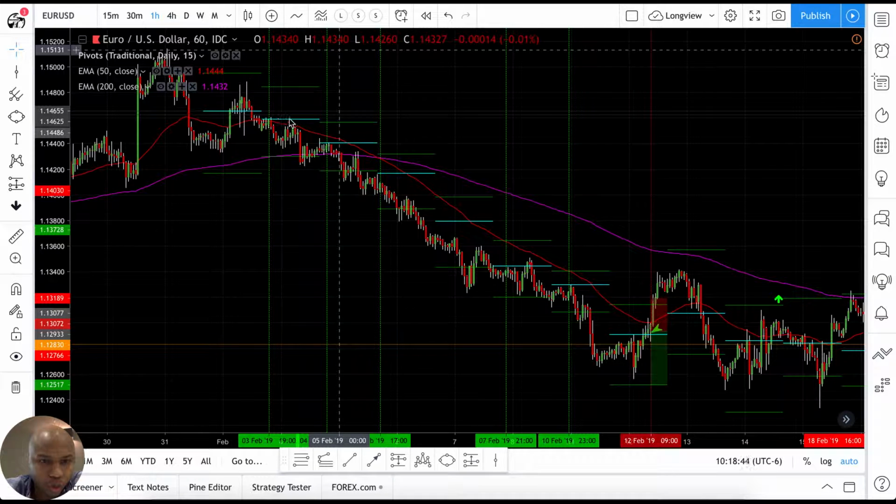So, in other words, I would have a limit order wherever the blue line is. That's where I'm looking to enter. That's how my strategy is set up.